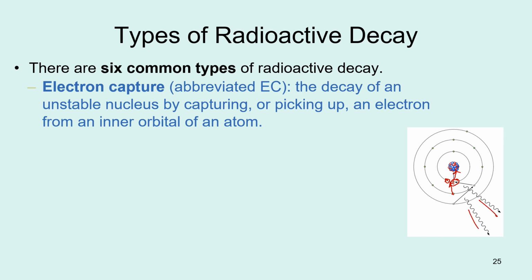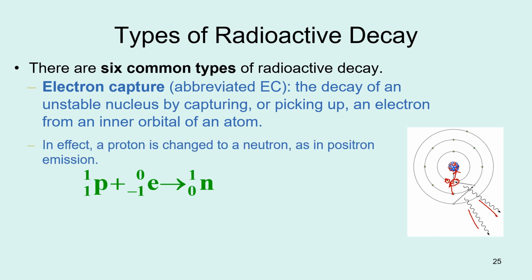So there's like a waterfall of electrons falling toward the center. This is very similar to positron emission, but kind of the opposite. Notice here's my arrow. In this case, the proton still converts to a neutron, but it grabs an electron. So that's back to negative. A proton plus an electron gives you a neutron.